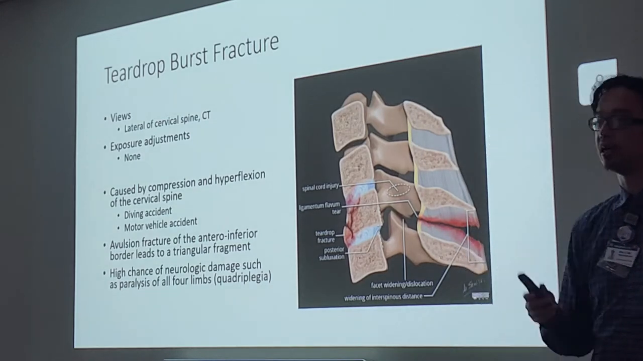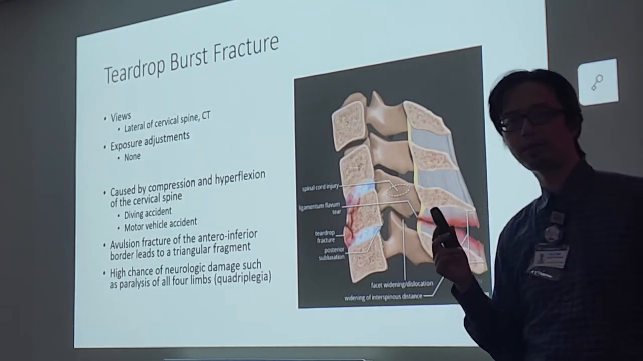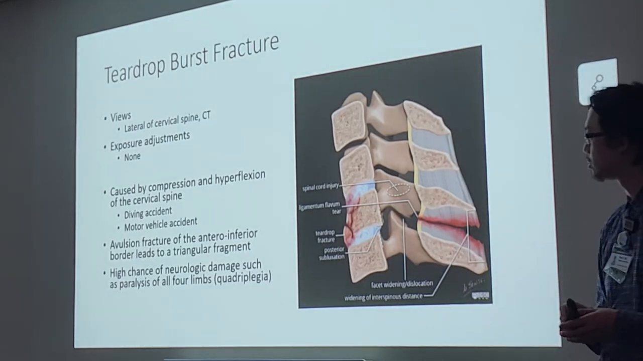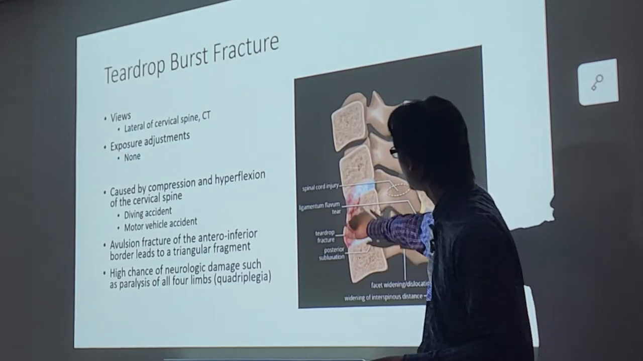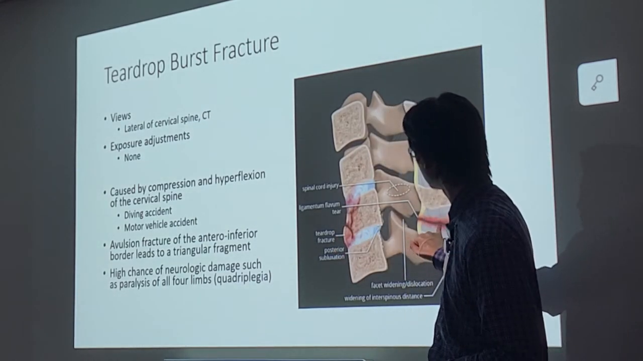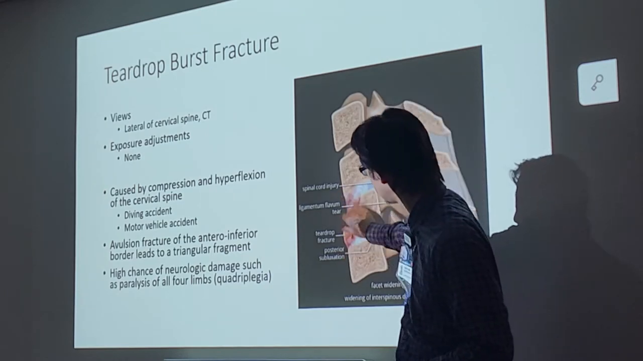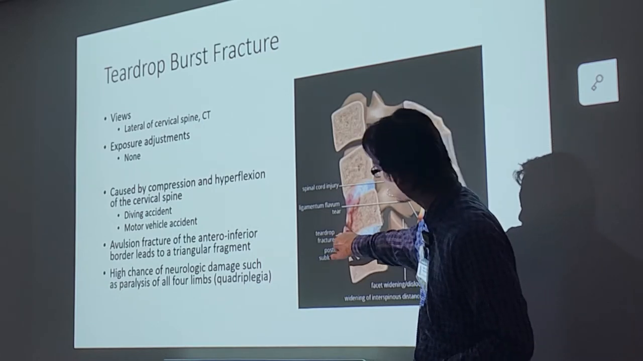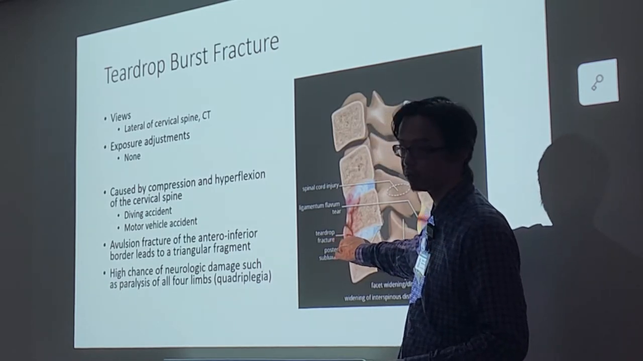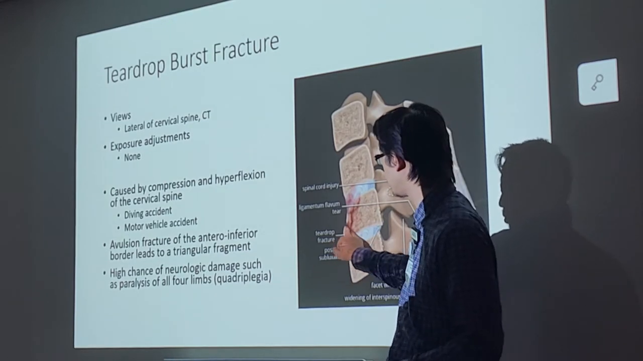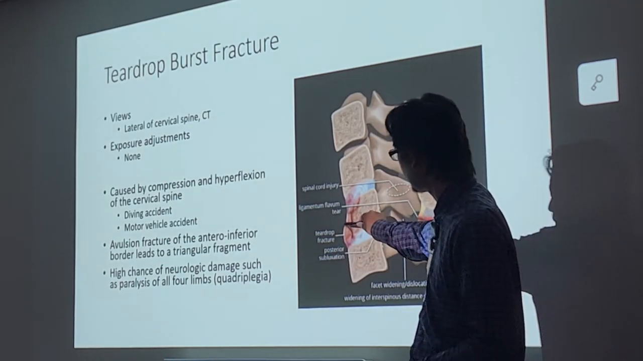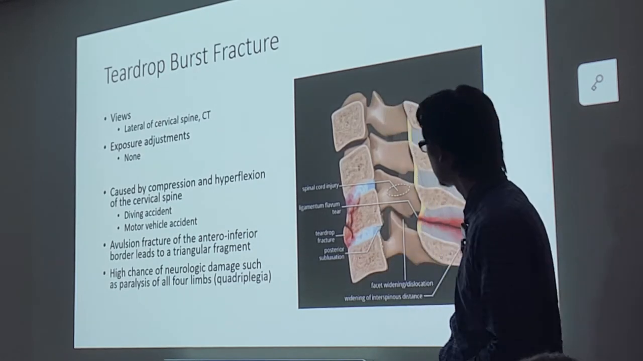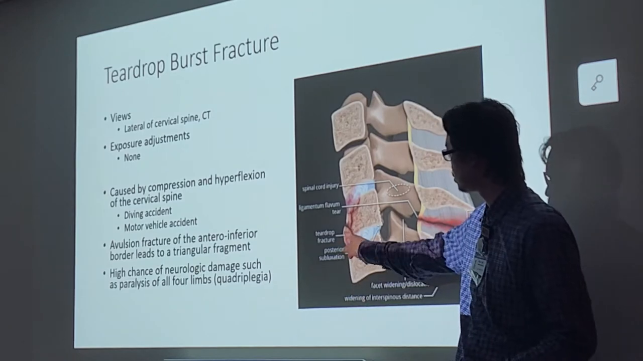Okay, this is an avulsion fracture. What do we mean by avulsion fracture? Great, so we've got ligament tearing off. So we've got our ligament right here in the front, and it pulls off this piece of the bone, this corner of the bone. So it looks kind of like a teardrop shape. This triangular fragment looks kind of like a teardrop.